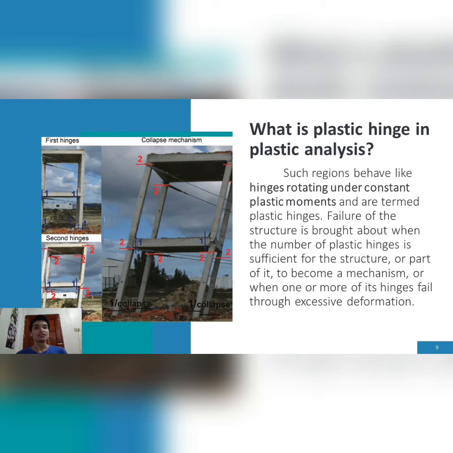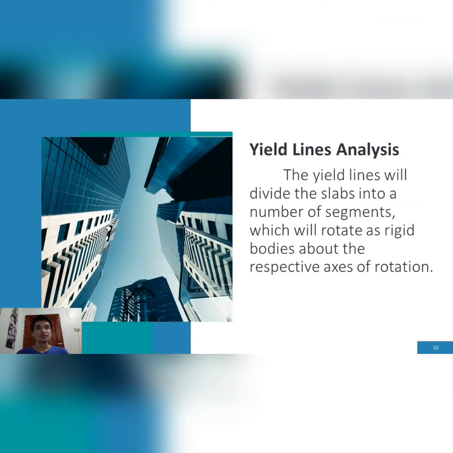na pinto. So, next slide is the yield lines will divide the slabs into a number of segments which will rotate as rigid bodies about the respective axis of rotation. So, yun nga, yung yield lines kasi, yun yung humahati nga ng slab. Pagka masisira na siya, nagiging portion siya ng slab.